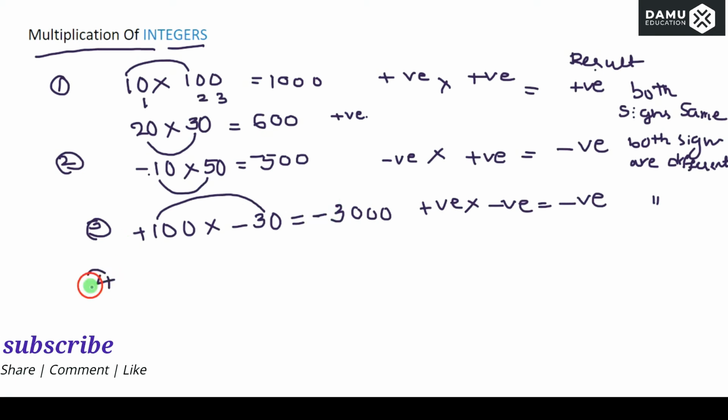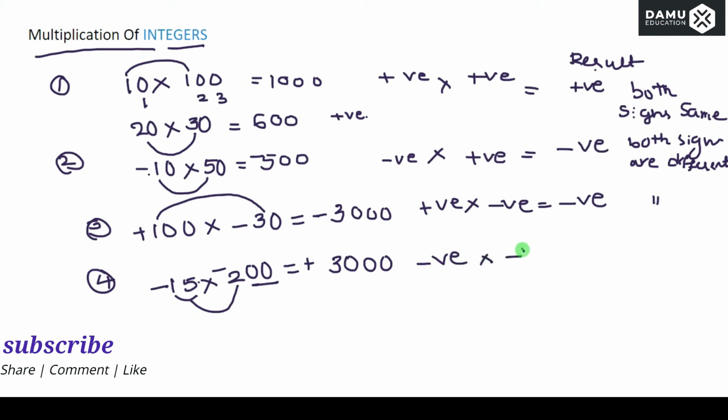Then the fourth case is, we'll write minus 15 into minus 200. Sorry for that. So here first what we have to do is multiply 15 with 2. 15 into 2, 15 2s are 30. Then what are the remaining zeros? 2 zeros. Then here we'll obviously get plus. Why? Because both signs are the same. Negative into negative will always be positive. Why? Because both signs are the same.